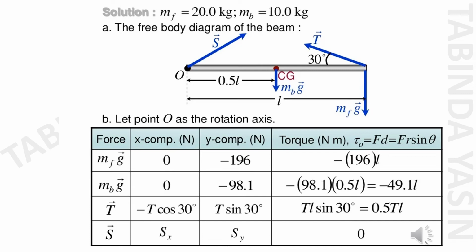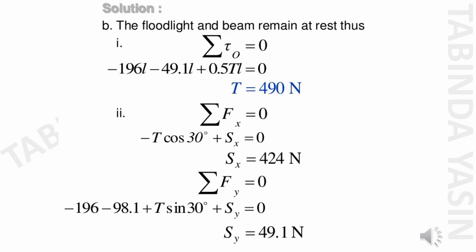S is the force from the point O, so x component is Sx and y component is Sy. So at that point the torque is 0. The floodlight and the beam remain at rest, so torque tau naught is equal to 0: minus 196 L minus 49.1 L plus 0.5 TL, that is equal to 0. So T is equal to 490 Newton.